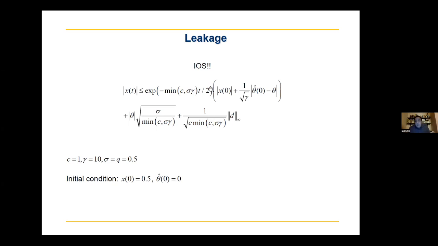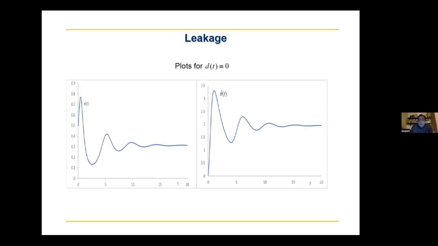On the other hand, you can see that we can achieve exponential convergence of the state in the delay-free, disturbance-free case. And we can even assign the gain of the disturbance by selecting the parameters of the controller. So there are some good features here and perhaps some bad features here, but let me show you what happens.